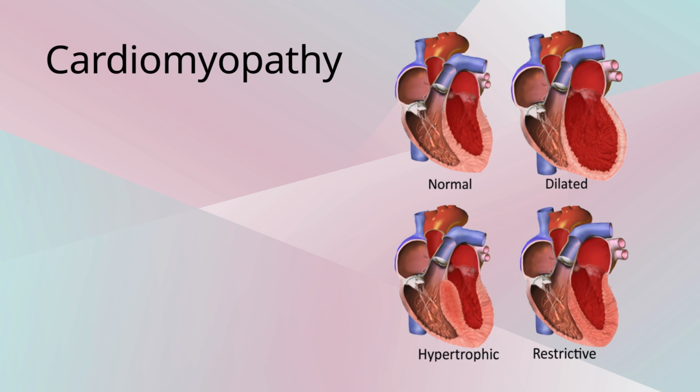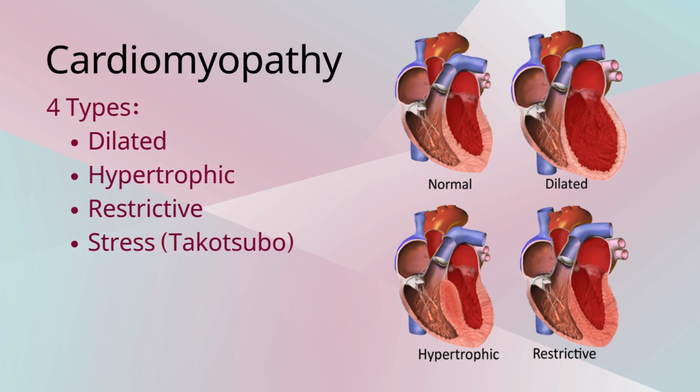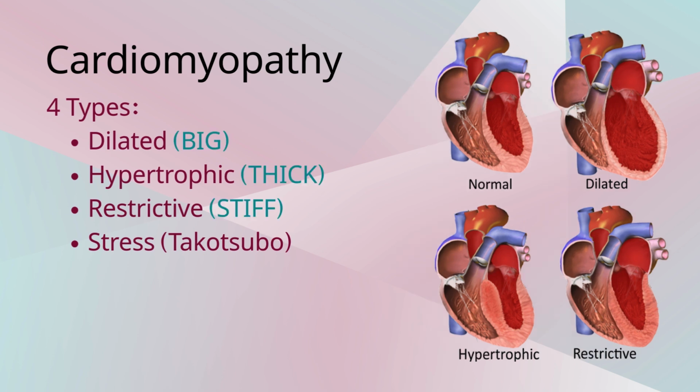The NCCPA PANCE Blueprint includes the 4 types of cardiomyopathy, including dilated, hypertrophic, restrictive, and the newest blueprint has added stress or Takotsubo cardiomyopathy. And you can think of these as 4 different ways that the pump can be failing. Another way you can think of these, which might be a little easier to understand, is big, thick, stiff, and stressed. And we're going to take a look at each one in a little bit more detail.